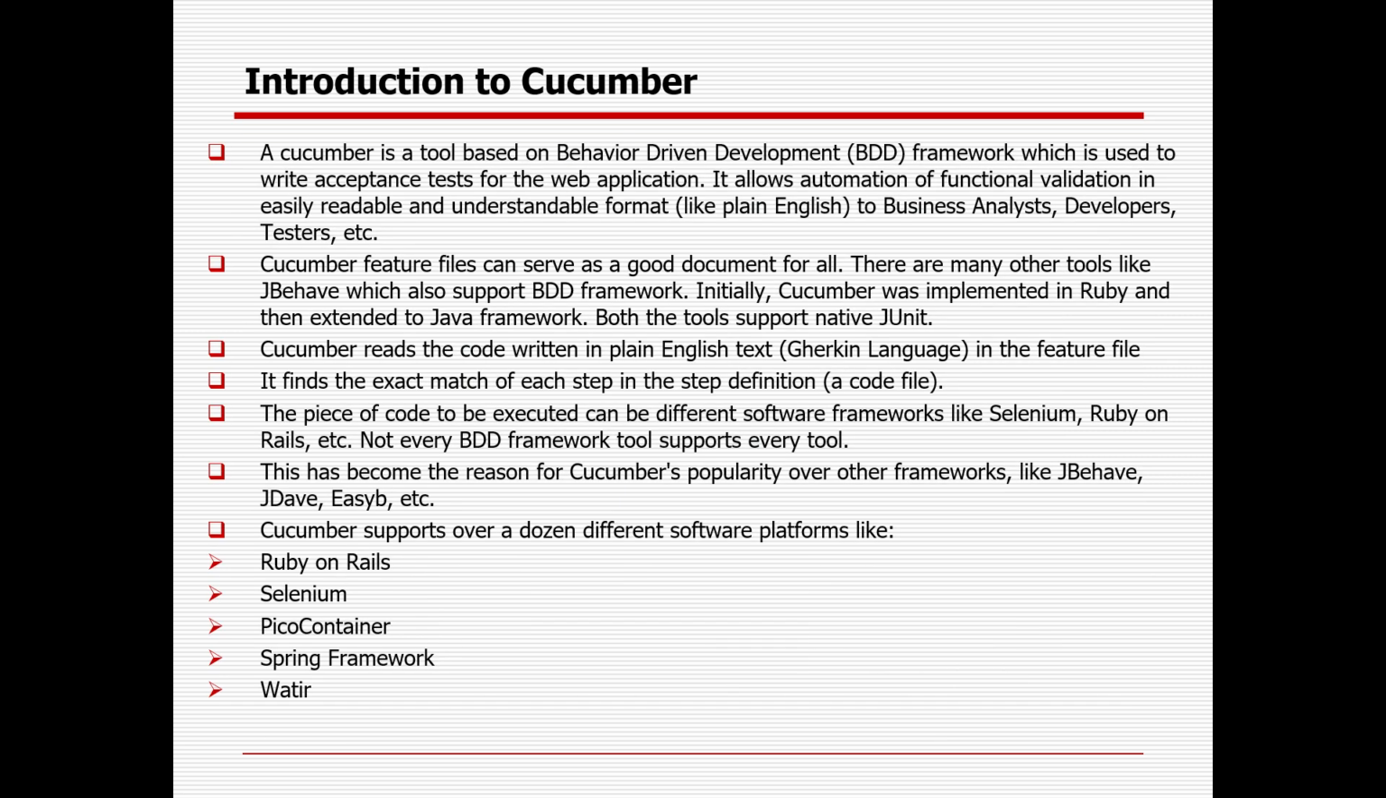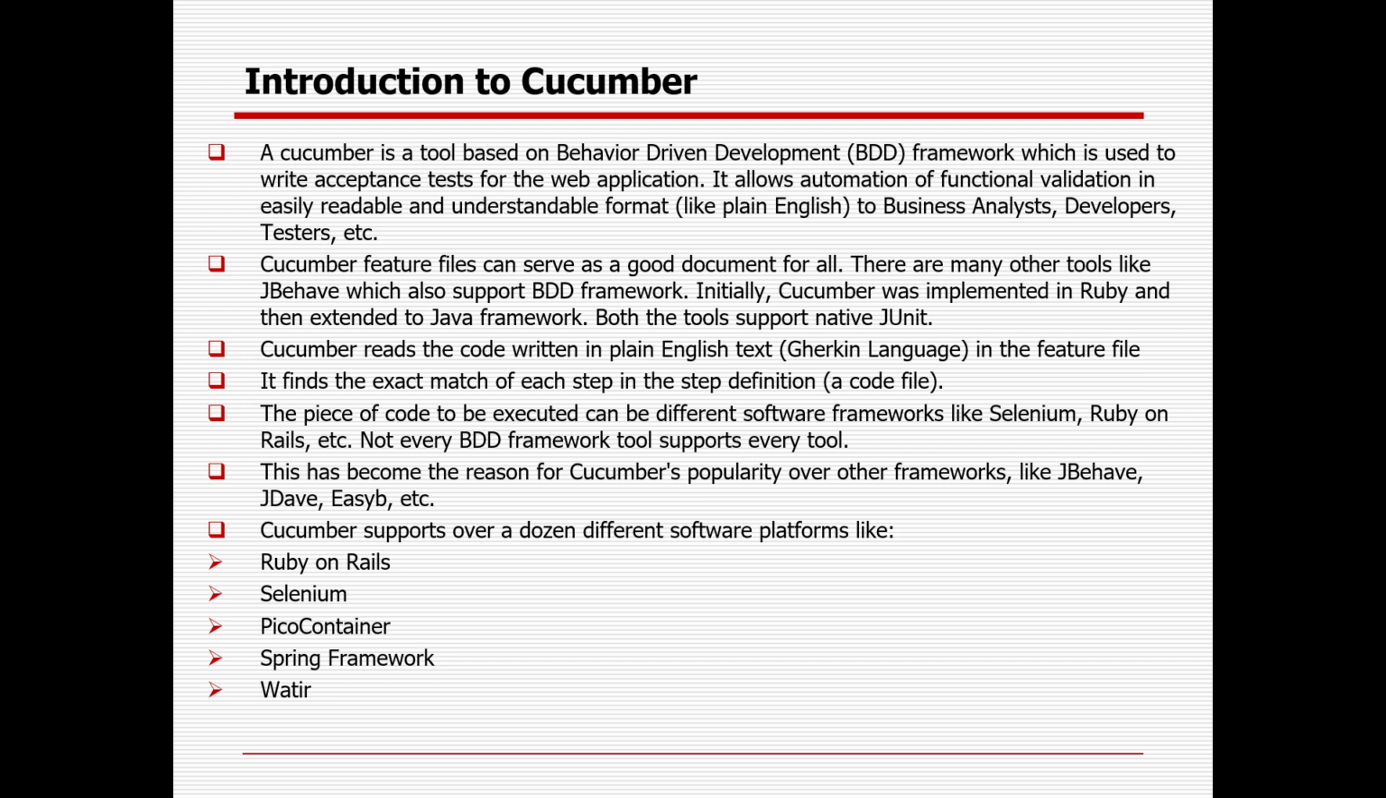So what is Cucumber? Cucumber is a tool and BDD is a framework. Don't get confused. Cucumber is a tool which is based on the BDD framework, which is used to write acceptance tests for web applications. It allows automation of functional validation in an easily readable and understandable format like plain English or jargon language, which can be easily understood by business analyst, developer, tester, right, or scrum master, product owner, etc.